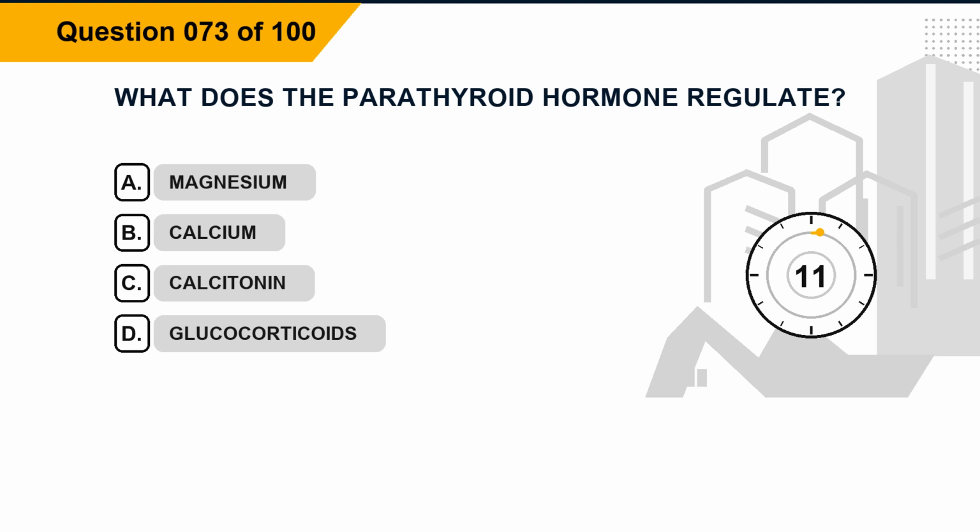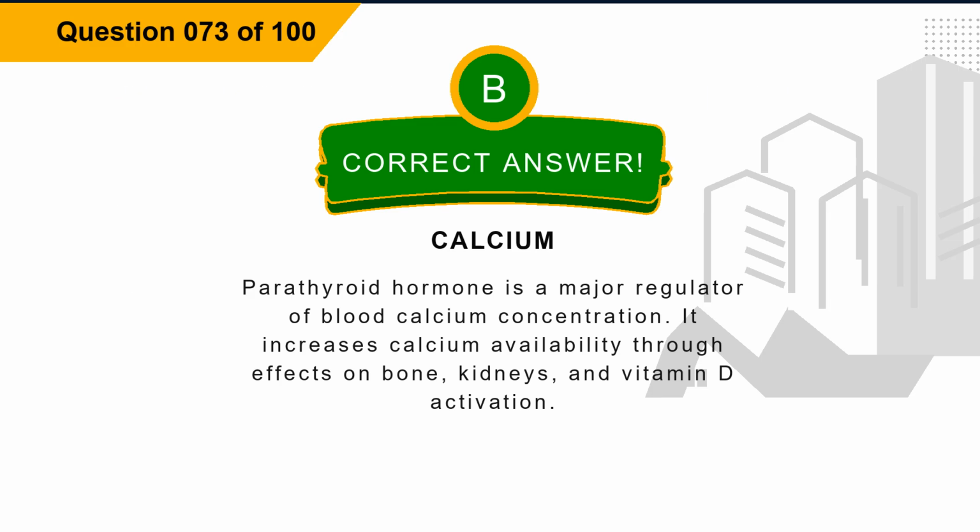Question 73. What does the parathyroid hormone regulate? Option A, magnesium. Option B, calcium. Option C, calcitonin. Option D, glucocorticoids. The correct answer is option B, calcium.